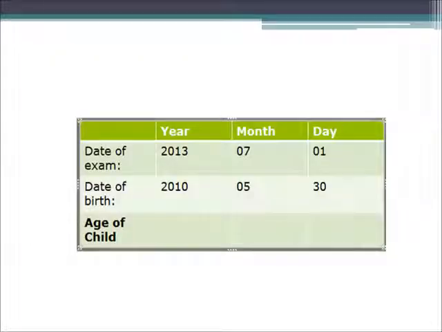First, you would use the date of the exam, starting with the year followed by the month and then the day. On the next line, you would put the child's birth date in that same order. Subtract the birth date from the date of the screening. Let's go through the calculation.